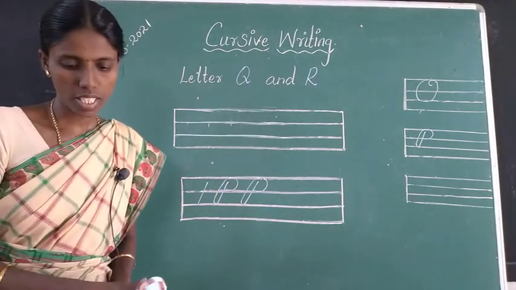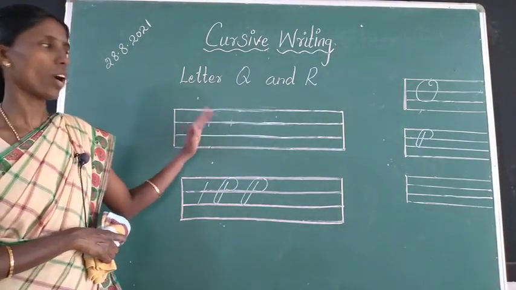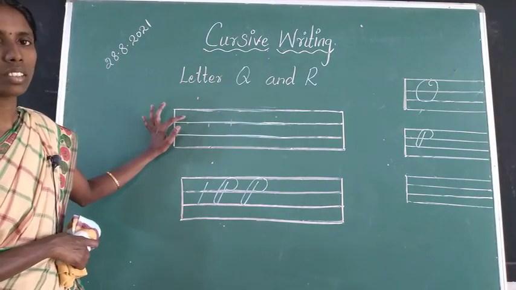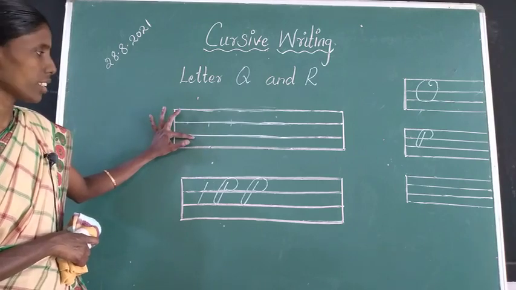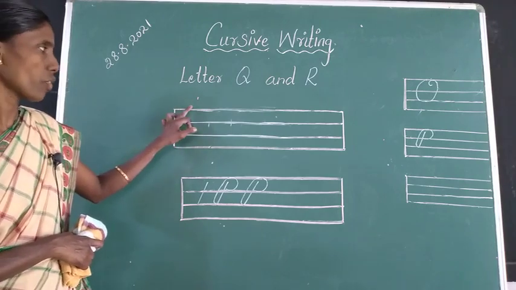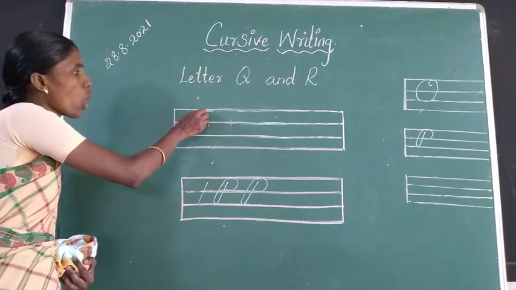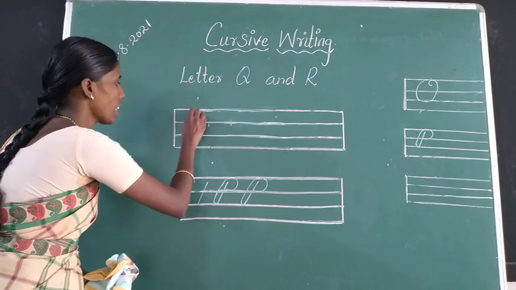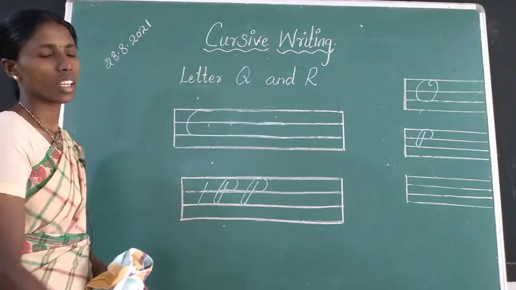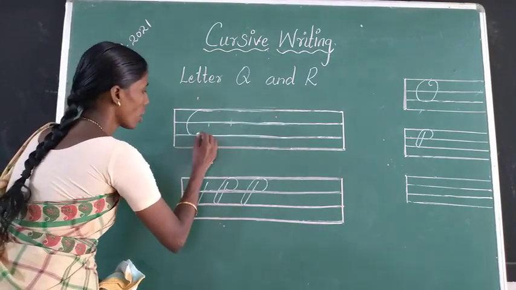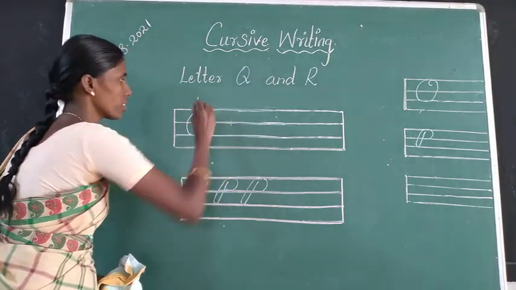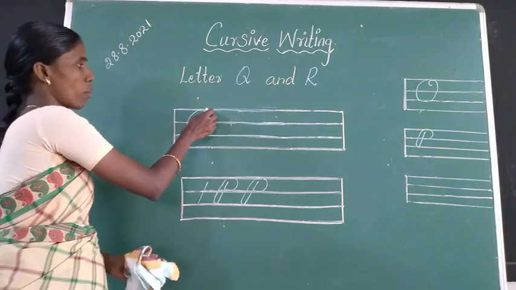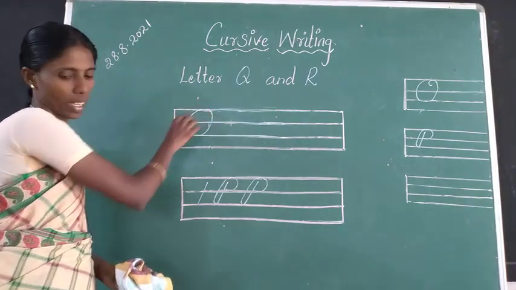First of all, put a pencil point on the top line. Top line, next one second line, then third line and fourth line. Then come down with the left curve. Then go up with a right curve till the top line.